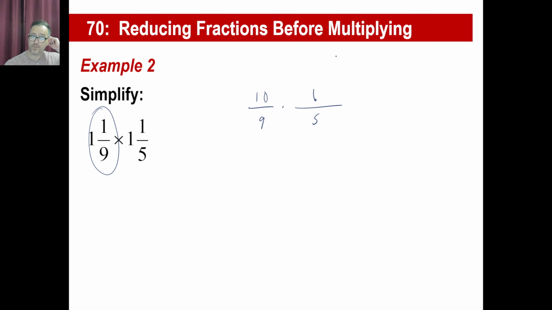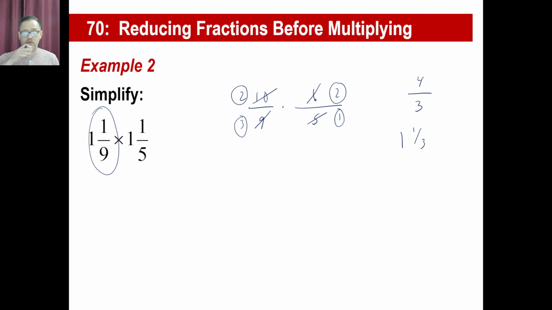Now, you can either, I would just reduce this. This is way easier. So let's go 5 goes into 10 twice, and it goes into 5 once. 3 goes into 9 3 times, and 3 goes into 6 2 times. Nothing else you can do, right? 2 times 2 is 4. 3 times 1 is 3. 4 divided by 3 is 1 1/3. So our answer is correct. Our estimate was between 1 and 2. There it is.